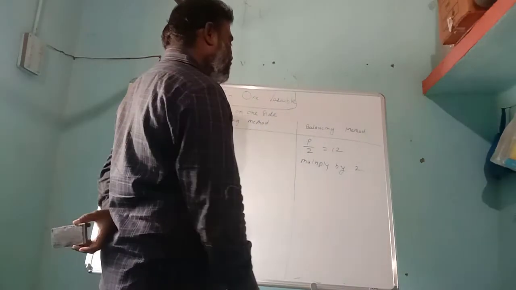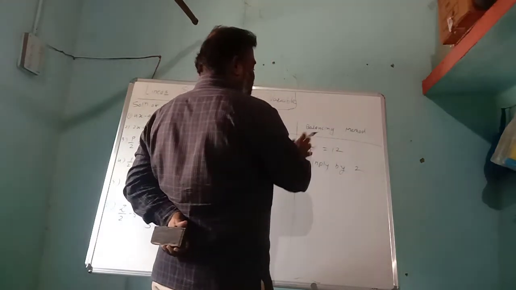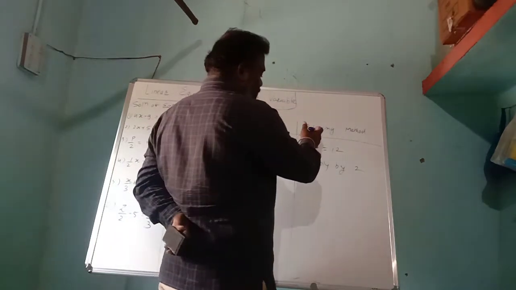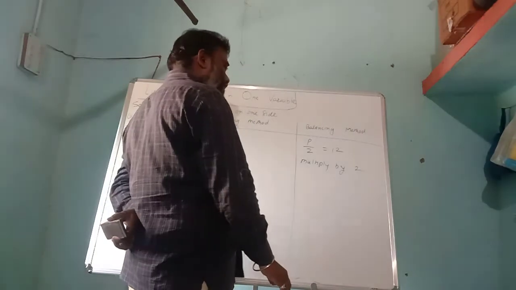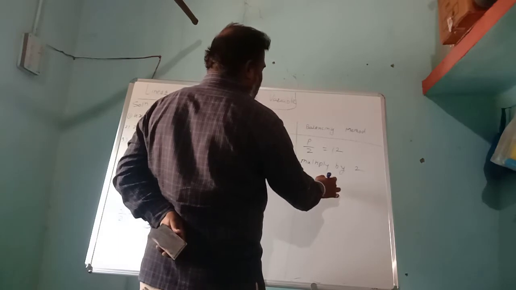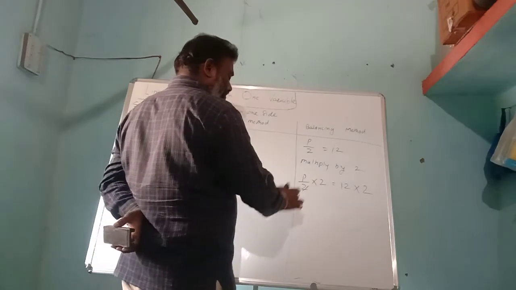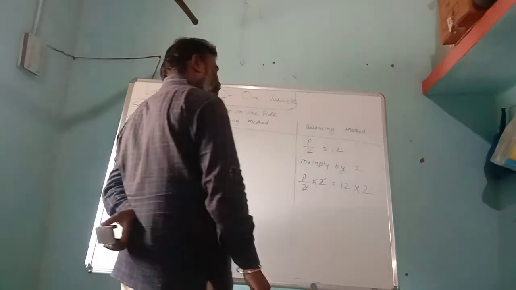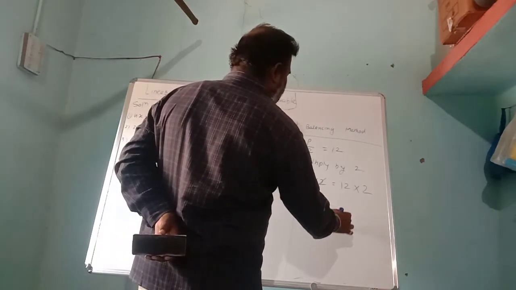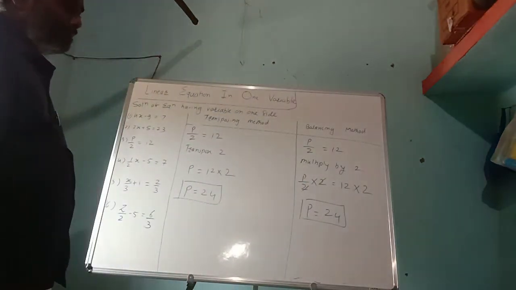Always keep in mind, any operation we are doing on the left hand side, the same operation must be carried out on the right hand side while using the balancing method. Now p by 2 multiplied by 2 equal to 12 into 2. Here it is in the denominator, here it is in the numerator, both are the same. Hence 2 gets cancelled, hence p becomes 24. Hence our required answer is 24 in both the methods.